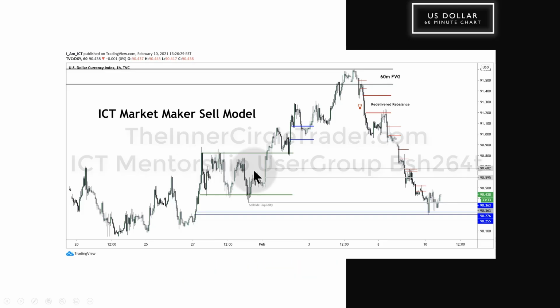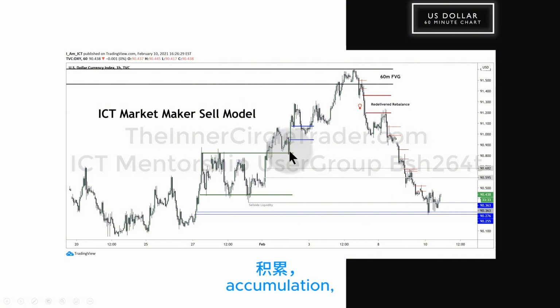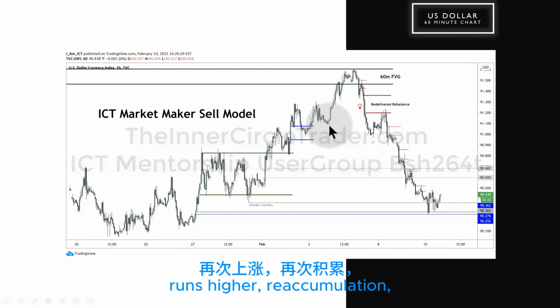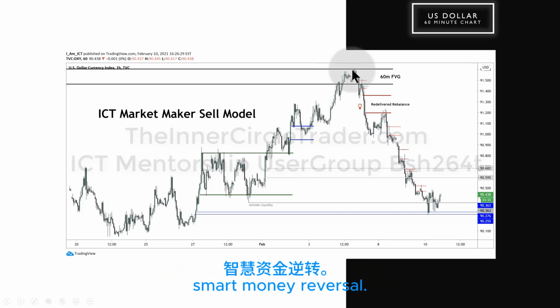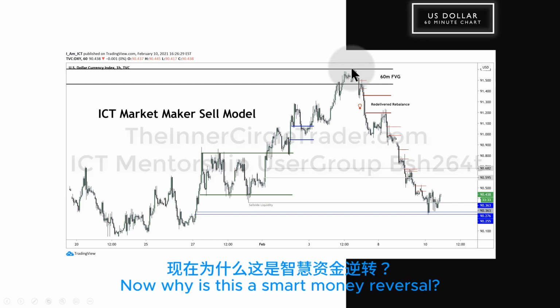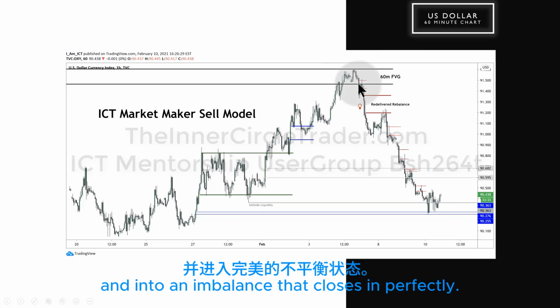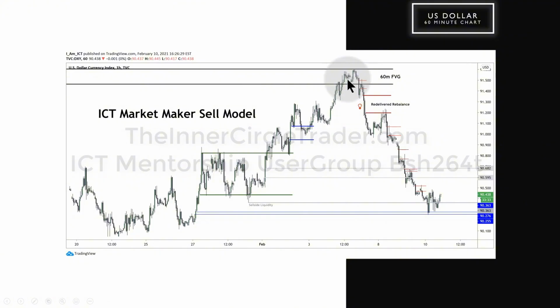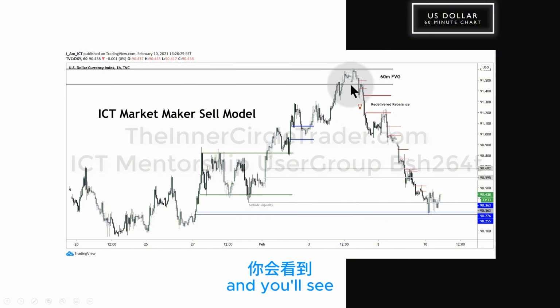So we have consolidation, breaks the consolidation, comes back, returns to consolidation, accumulation. Runs higher, reaccumulation, runs higher, reaccumulation, runs higher, small little level of reaccumulation. Smart money reversal. Now, why is this a smart money reversal? It's traded several times higher and into an imbalance that closes in perfectly. That's on a 60-minute time frame. You got to go back in your own chart over here, and you'll see these levels here. All right.